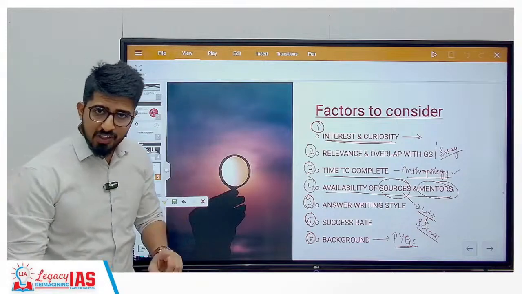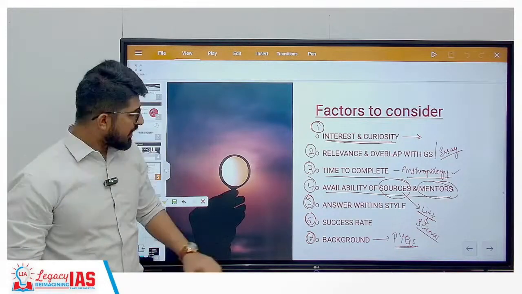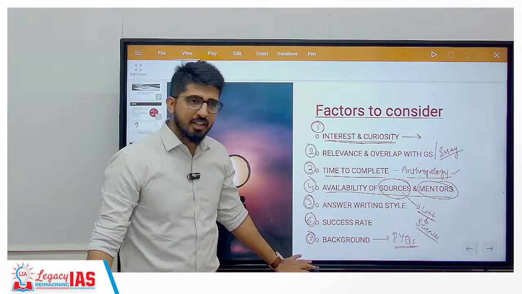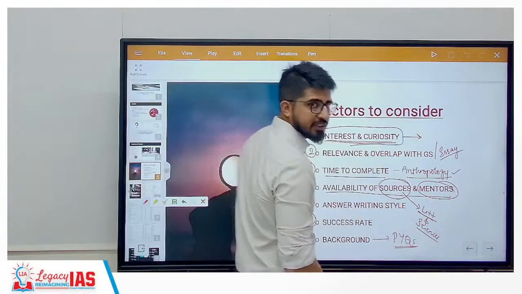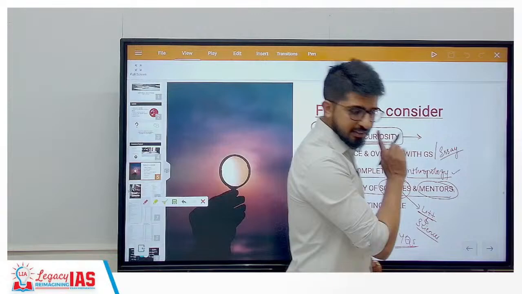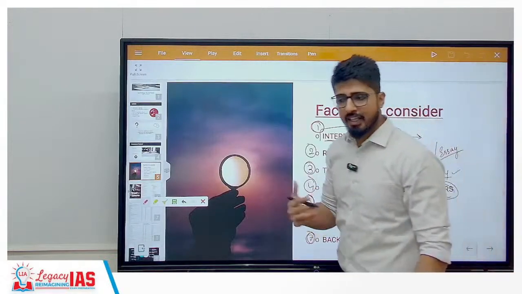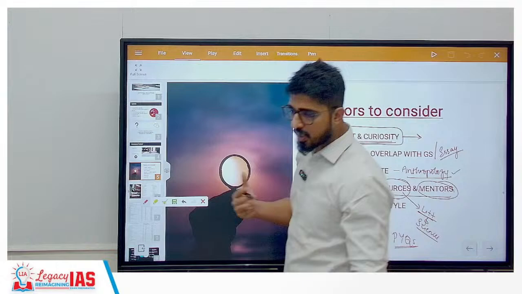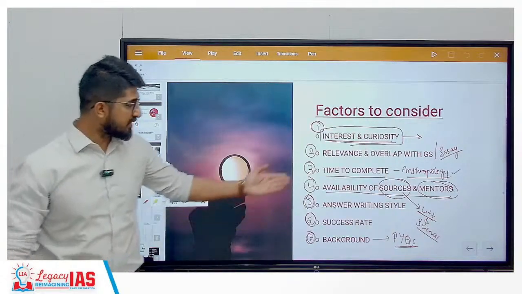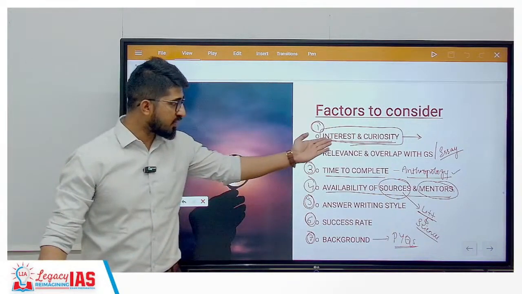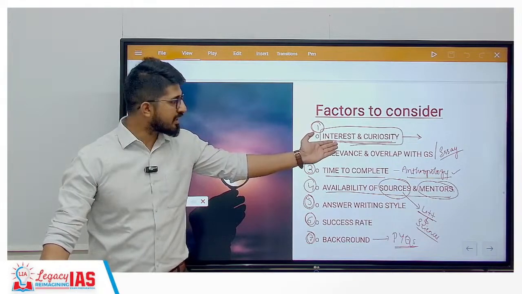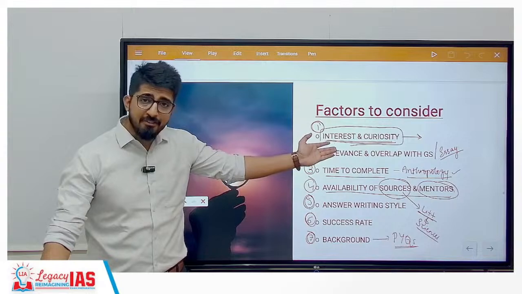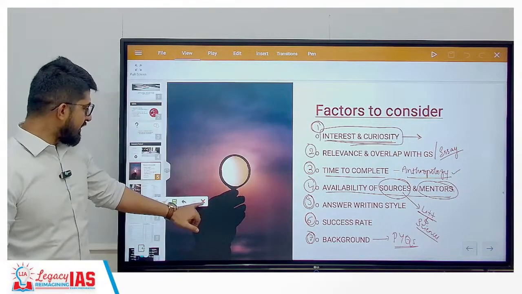As I told you earlier, all these are the factors people consider. However, the most important factor you need to consider is what? Interest and curiosity. This is the most important thing. Why? Because you have to keep your momentum and motivation on for almost 1.5 years. Now that takes a lot of effort, right? It would be effortless if you have the interest in the subject. Clear?